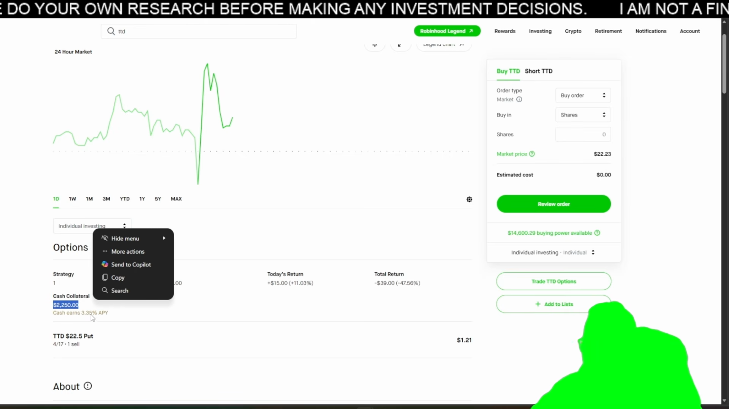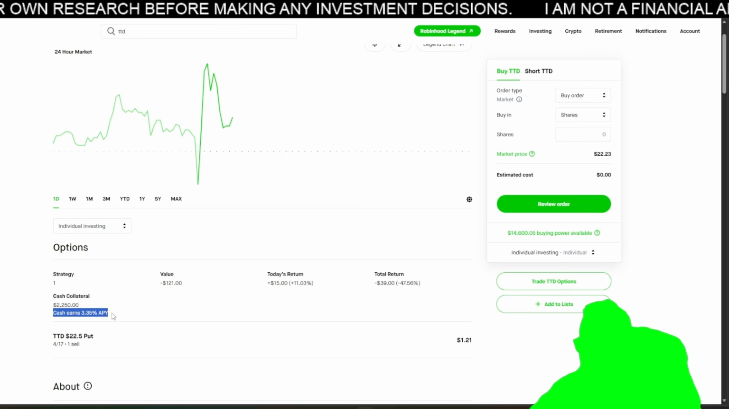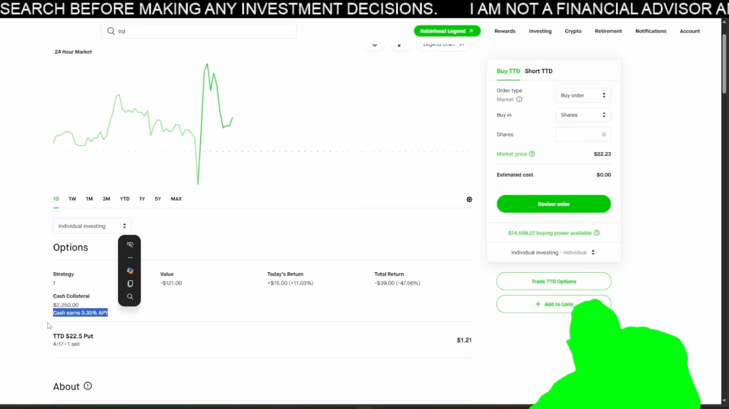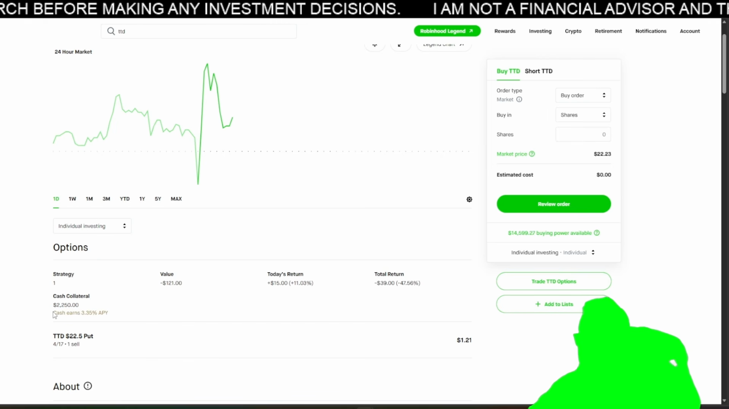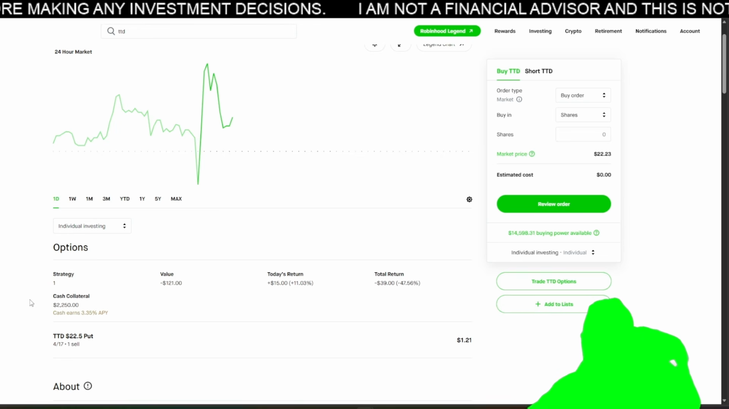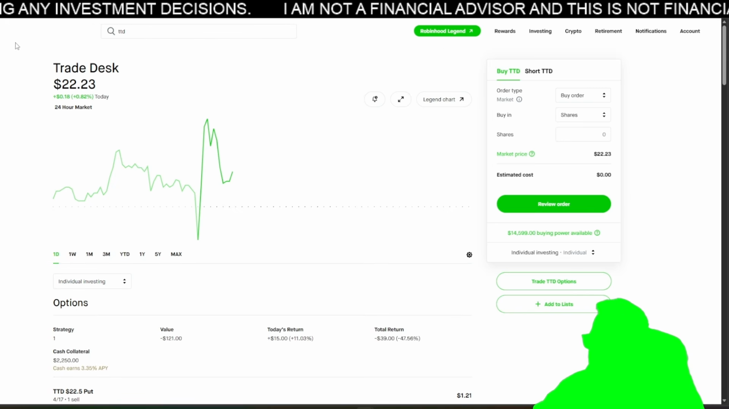And the nice thing about it that Robinhood recently introduced for gold members is that this cash is still collecting interest at 3.35% APY. So while it's sitting there waiting to be hopefully either assigned or not, we're able to get some extra APY on that as a result, which I'm very, very happy with.